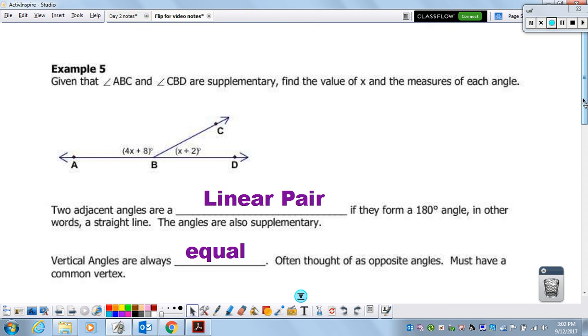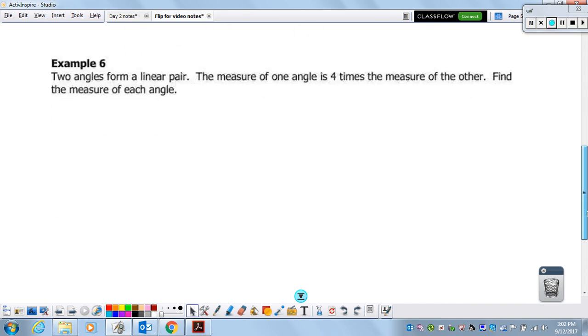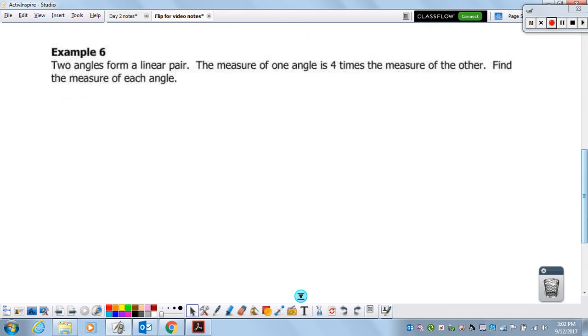The next problem on that page, example number 6, this one's kind of a tricky one. I would like you to try this on your own, and we will go over this in class as well.